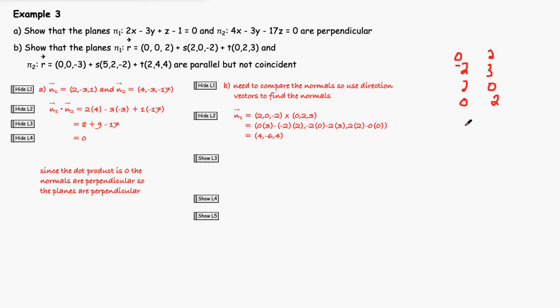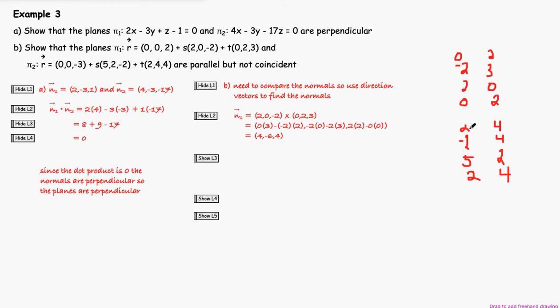Let's look at normal 2. Again, we're going to have 2, negative 2, 5, back to 2. Then we have 4, 4, 2, back to 4. I'm just going to double check to make sure that that is correct.